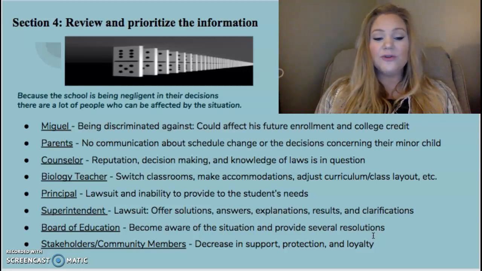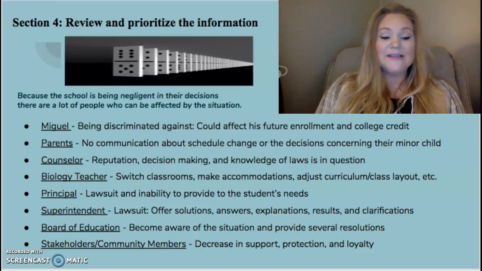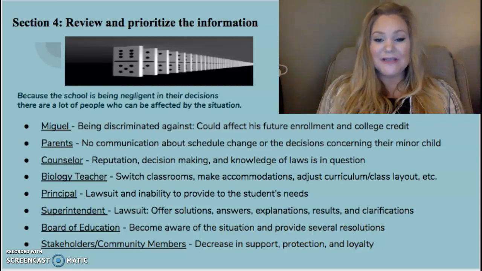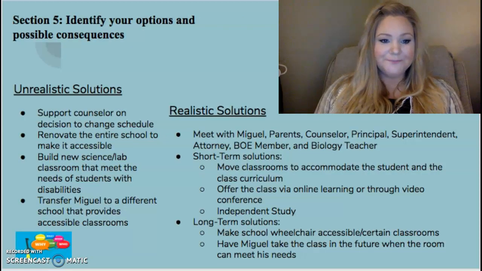And then the stakeholders and the community members could also be affected. There could be a decrease in support, protection, and loyalty from them. Because as of right now, the community is very supportive of the school, but if they feel like the school is not meeting the needs of the students, then that support could go away very easily.